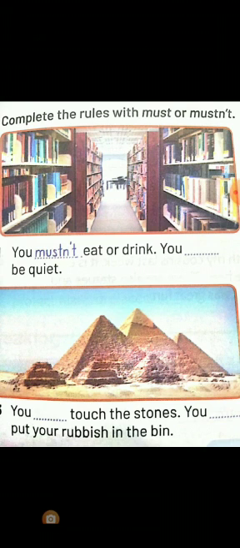Now try to check your information on must and mustn't. Look at the pictures and complete the rules with must or mustn't. Number 1, you mustn't eat or drink. Be quiet. It's necessary to be quiet in the library, so the answer will be must. Well done.